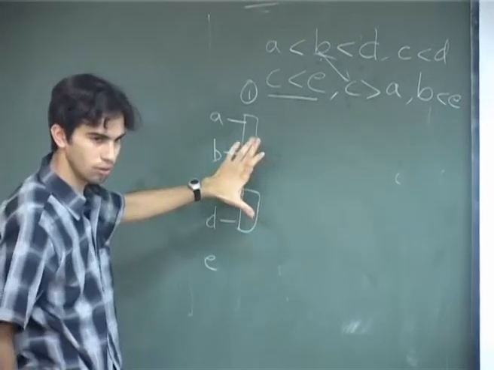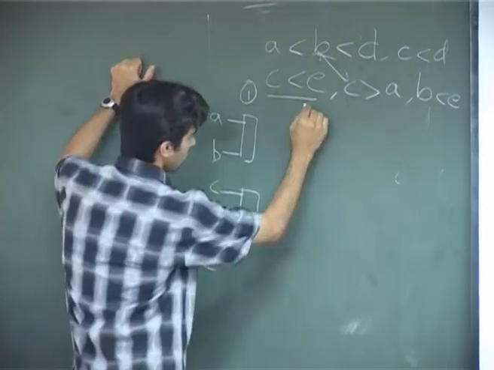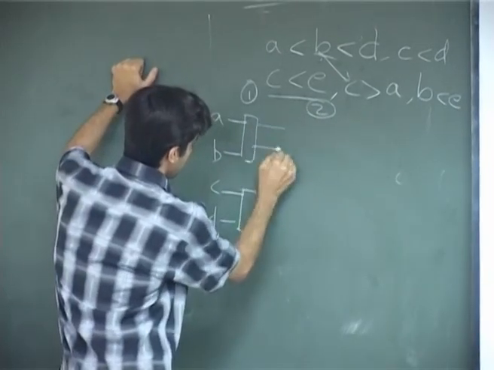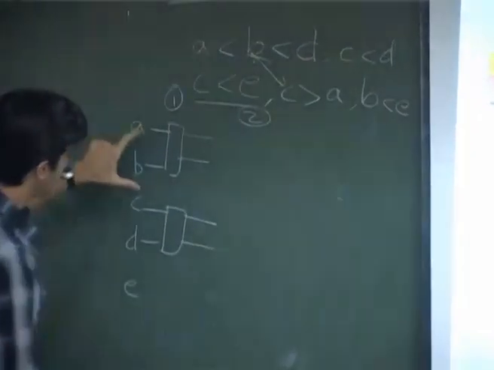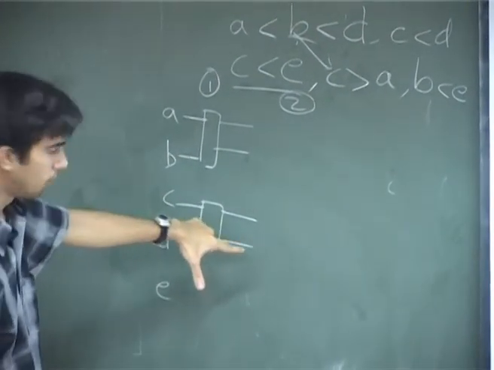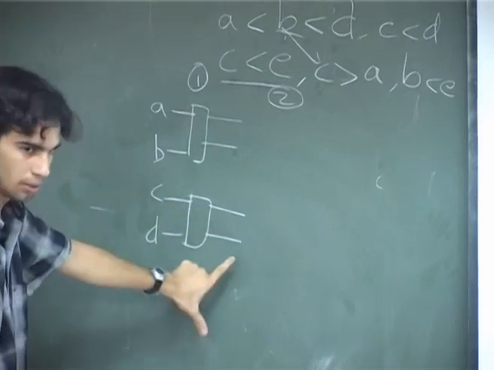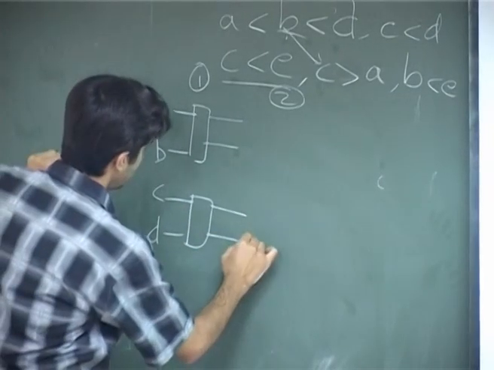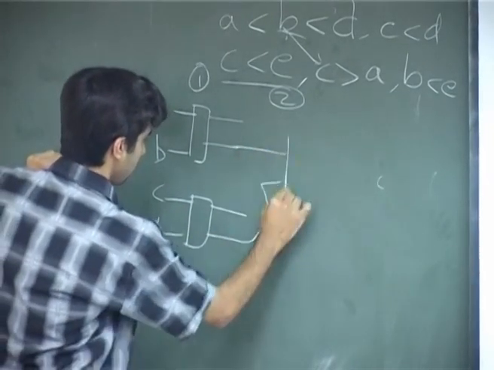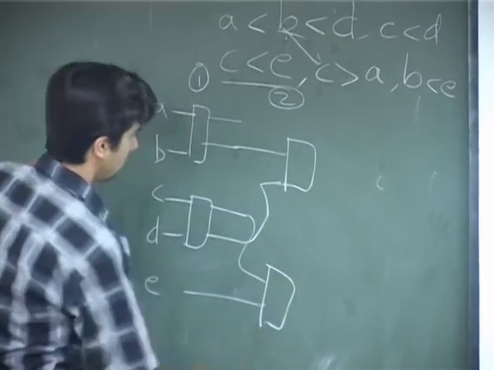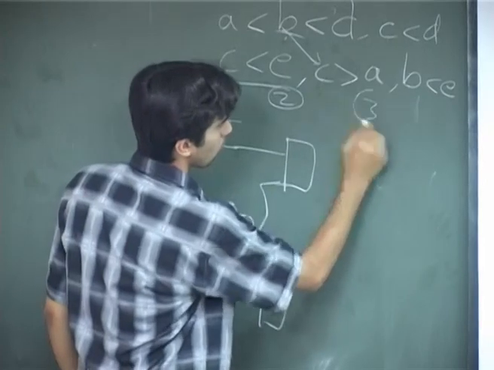This is the first phase. The second is B compared with D. A, B and C, D is the first one; second is B, D and C, E. So B and D are the larger ones. And then we take C and D. This is the second phase.